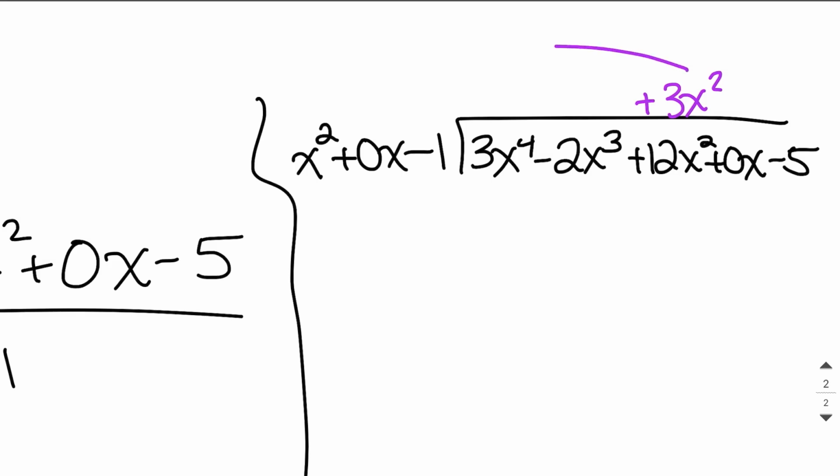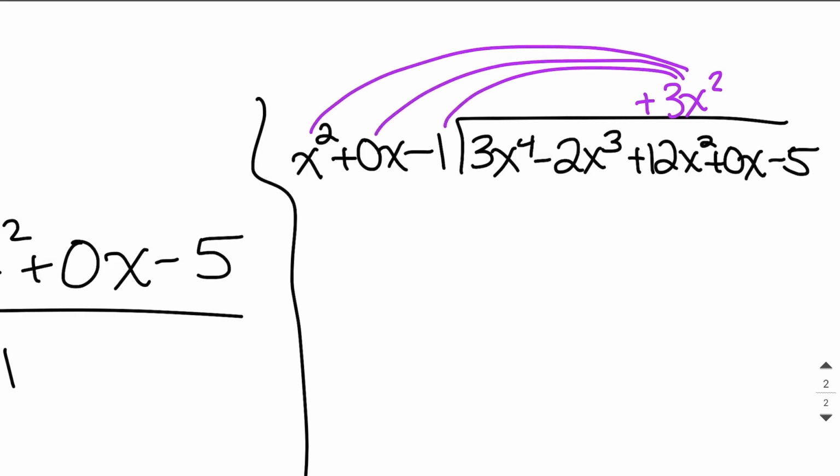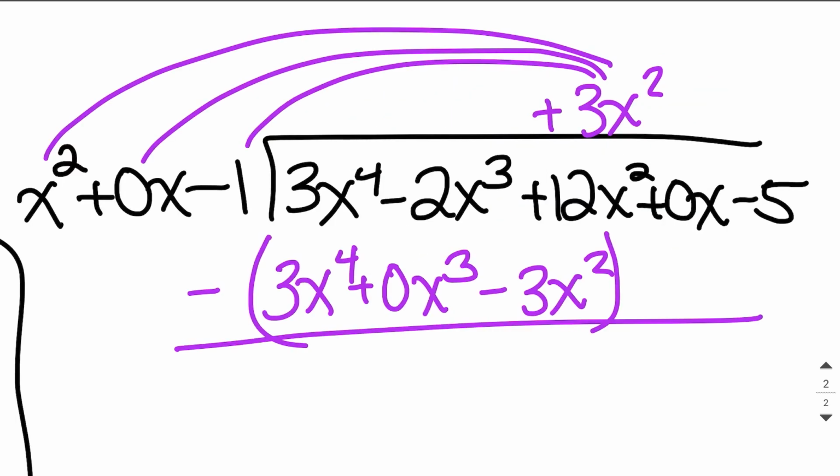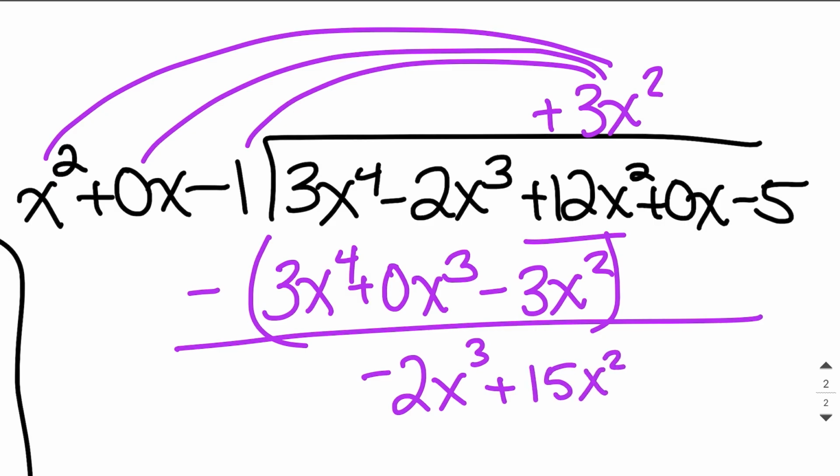So this right here, I'm going to distribute this through. Now I'm going to do it 3 times. So here I've got 3x to the power of 4 plus 0x cubed minus 3x squared. But I need to subtract all of this. 3x to the power of 4 minus 3x to the power of 4 cancels. It subtracts out. Negative 2x cubed minus 0x cubed is just still negative 2x cubed. 12x squared minus negative 3x squared ends up becoming a positive 15x squared. Then I'm going to bring down everything, the 0x and the minus 5.